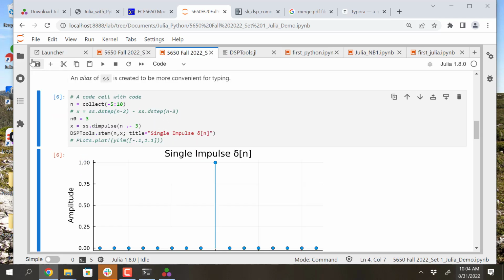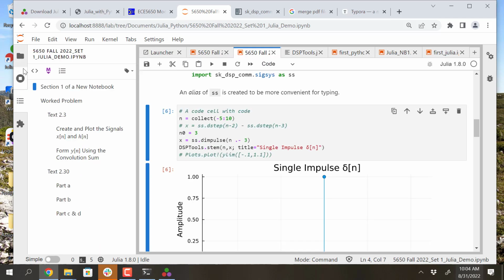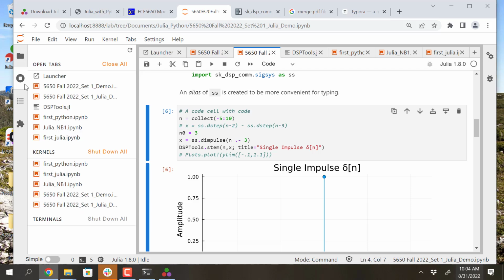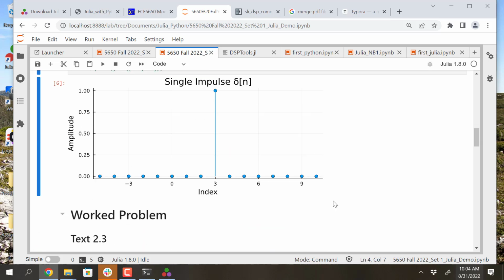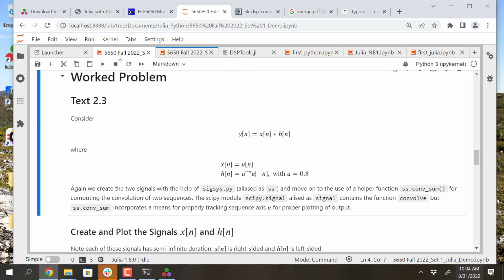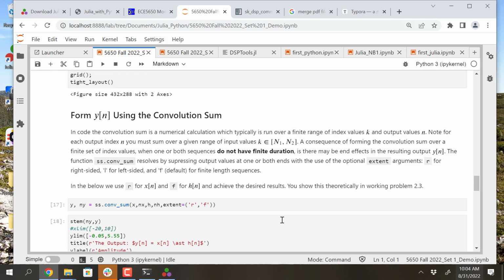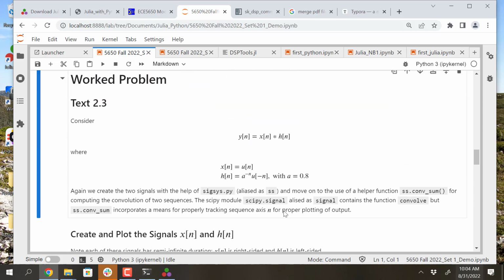There we go. All these buttons down here do different things. You can see kernels running and open tabs, but if you click it a second time, it just takes it away. So that's the Julia version. Here's the one we've been playing with though. So we're going to come back to this in a bit.